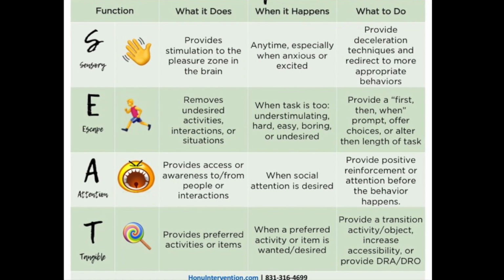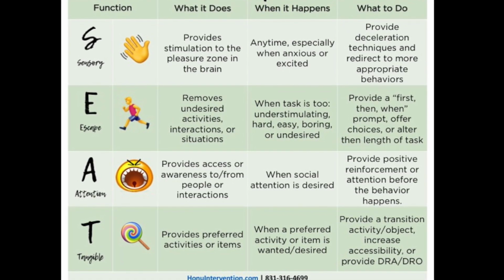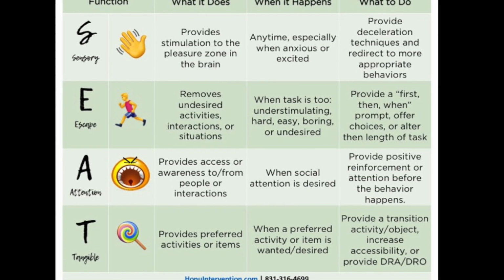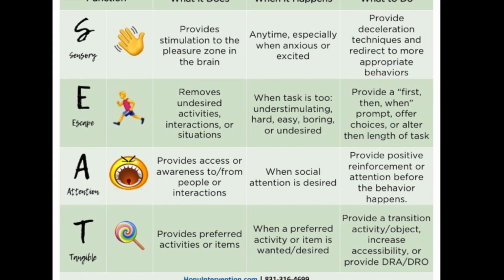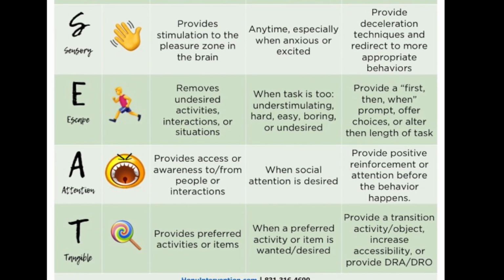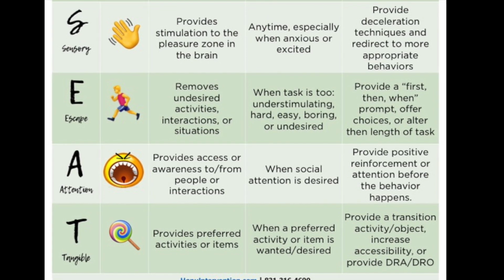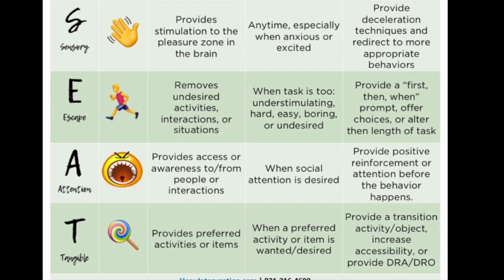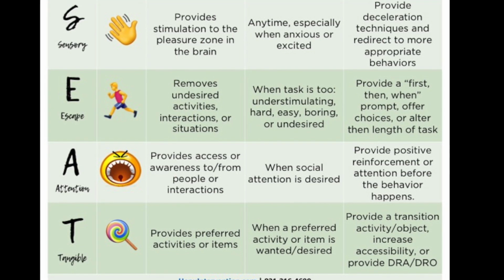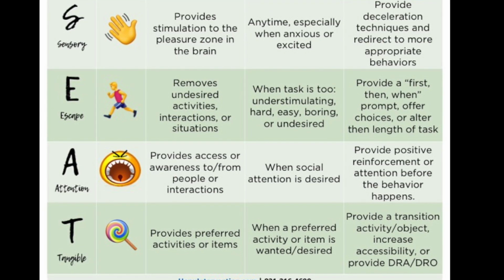A, attention. Attention is when they're looking for access to people or interaction with a person. T is tangible, when the person's looking for a preferred item or activity, so they're looking to access them. And even in the case of escape, they can be escaping a boring activity, something that's not stimulating. So that's SEAT, 4 functions of behavior: sensory, escape, attention, and tangible.